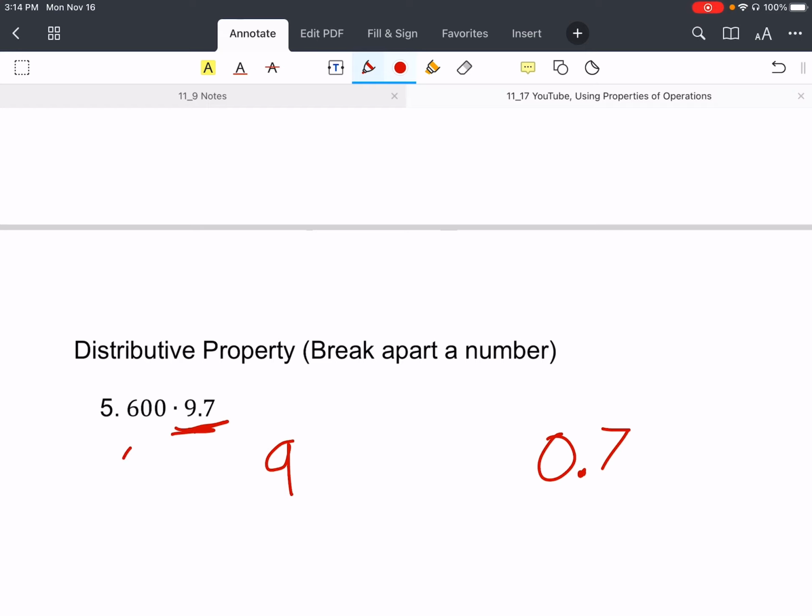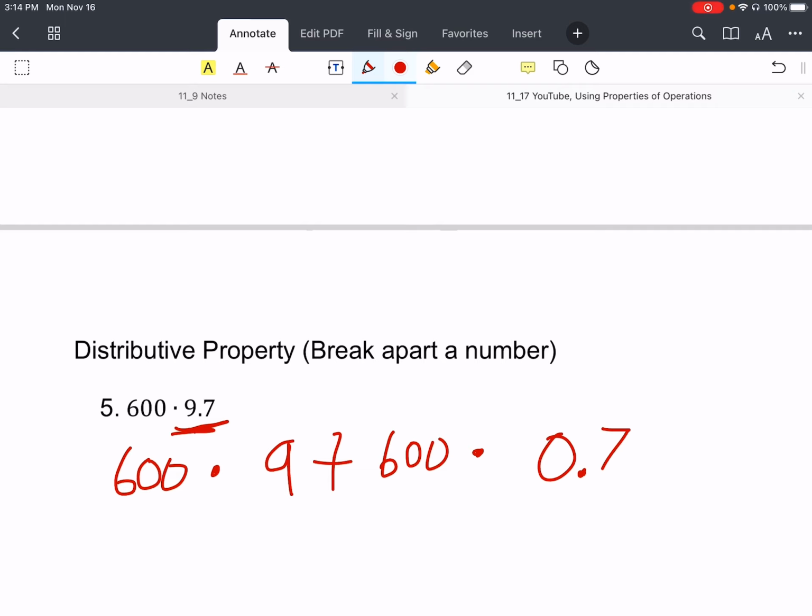So both of these are still being multiplied by 600. So I have 600 times 9 plus 600 times 0.7. So they're both being multiplied by 600 still. But now I figure I can solve this in my head quite a bit easier than multiplying 600 times 9.7.